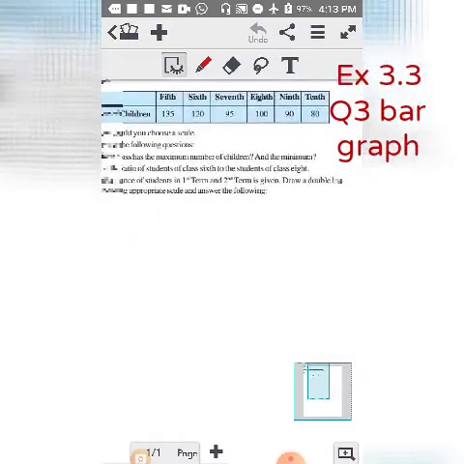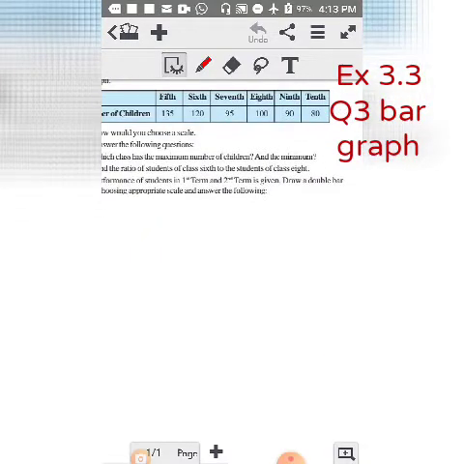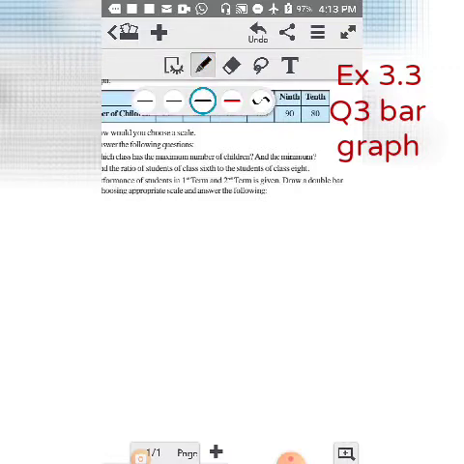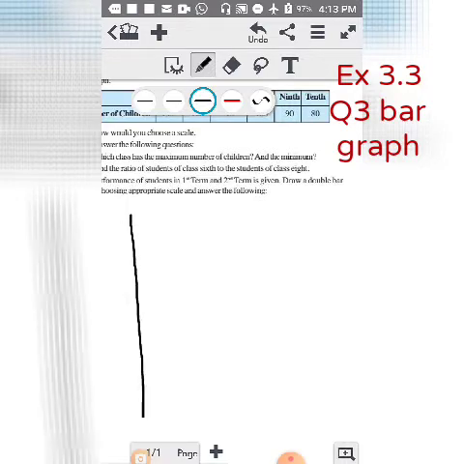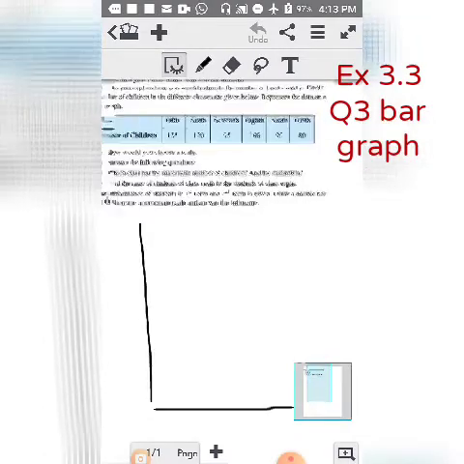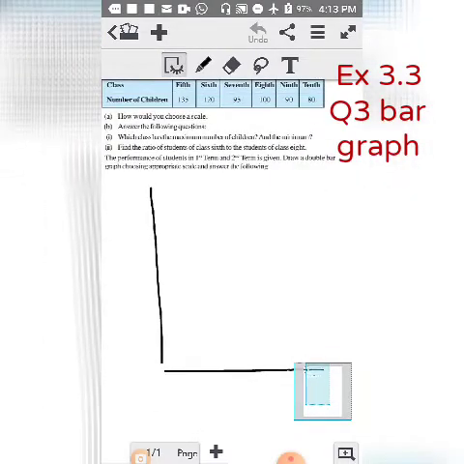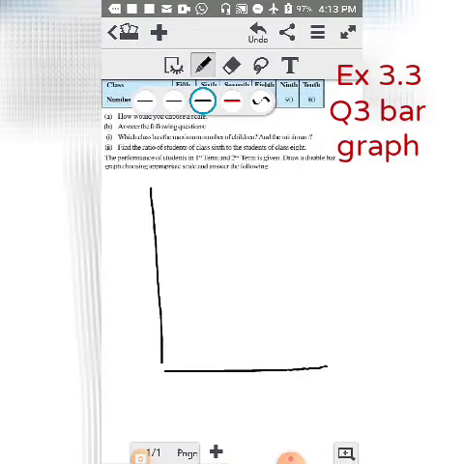So choose a scale. I will see that the smallest number is 80 and all the numbers are 80, 90, 100, 95. So what I will do, I can take a scale and I will make a vertical line, then I will make a horizontal line. The first criteria of making a graph is we make a vertical line and we make a horizontal line. And since we have to make a bar graph, your graph paper will have 1 centimeter marks.